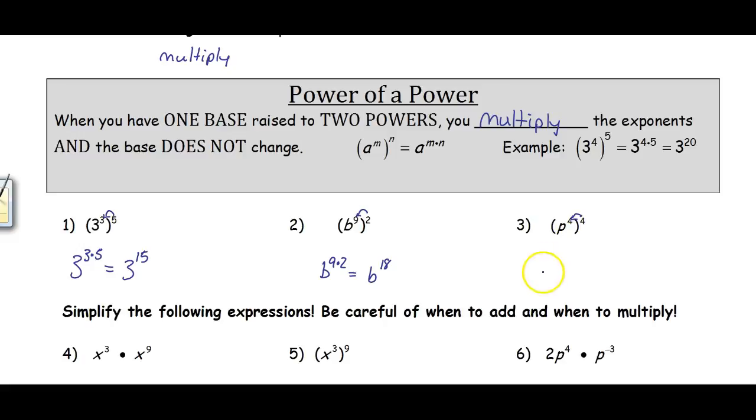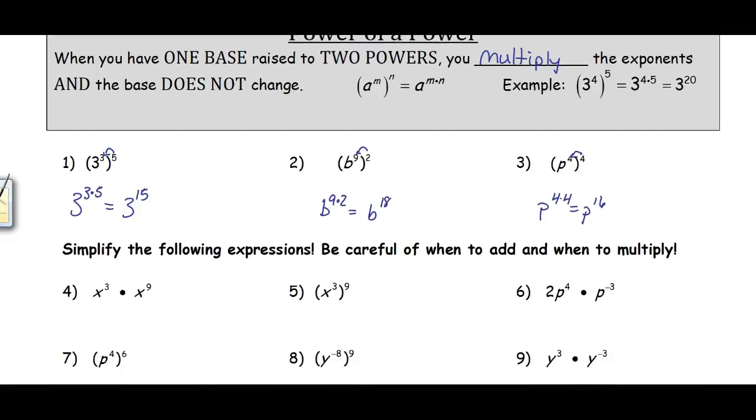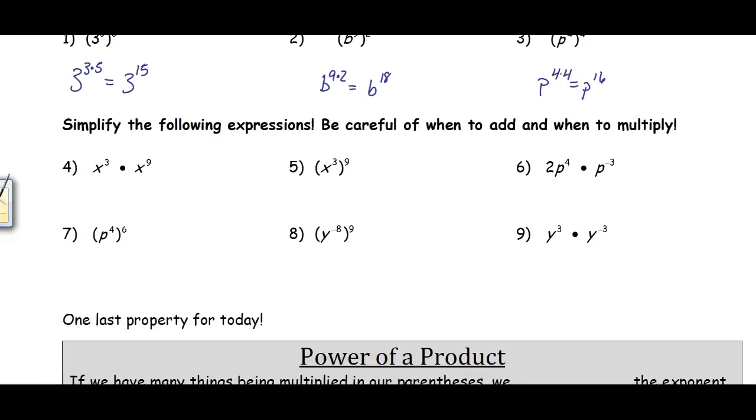Same here. Go ahead and do that. 4 times 4 equals p to the 16th. Okay, so when you have an exponent that you're multiplying, you're just going to distribute it and multiply it across to the other exponents. So let's go ahead and try here. Number 4 is just like we just worked on. They have the same base, so you're multiplying together. So all you're going to do is add your exponents. It's nothing that we just talked about right above here.